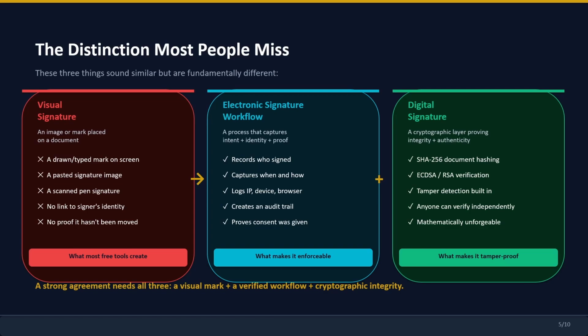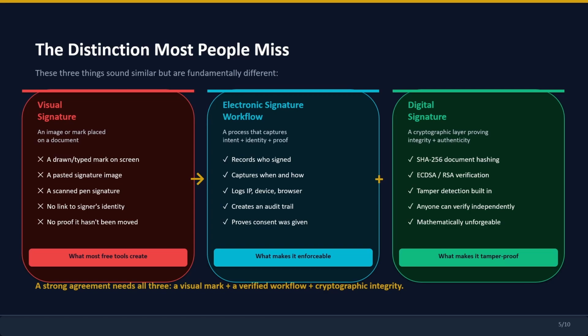An electronic signature workflow is different. It's not just a mark, it's a process. It records who signed, when they signed, from what device, from what IP address. It captures consent. It creates an audit trail. This is what makes a signature legally enforceable, not the mark itself, but the documented proof around it.